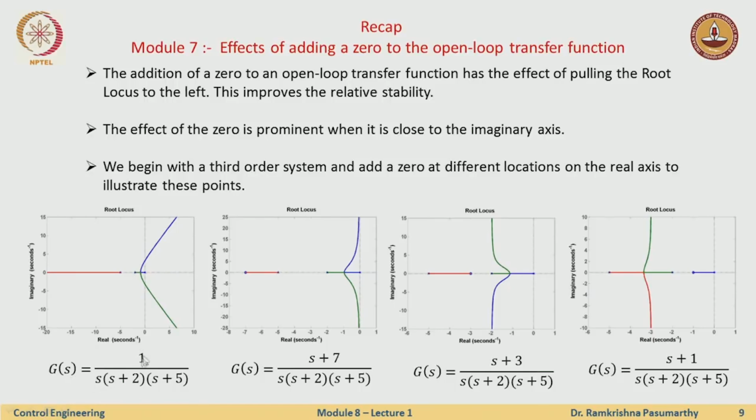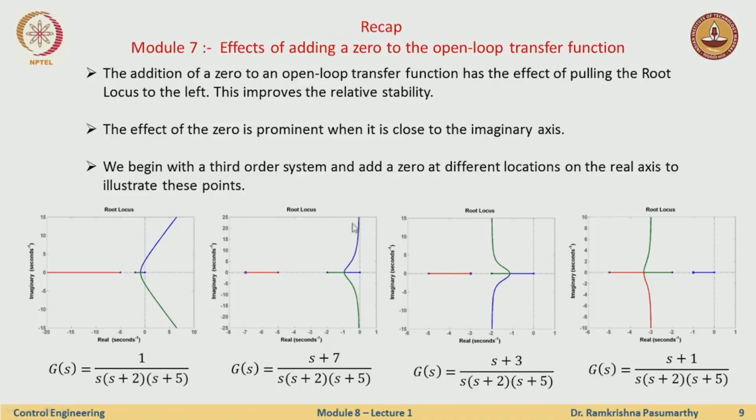This is my given plant, 1 over s plus 2, s plus 5, and it has a root locus like this. So for certain gains it goes to instability. Let's say I add a 0 at s equal to minus 7. Then I see that the root locus is pulled slightly to the left. I am ensuring stability for certain values of k, while above a certain number my system becomes unstable.